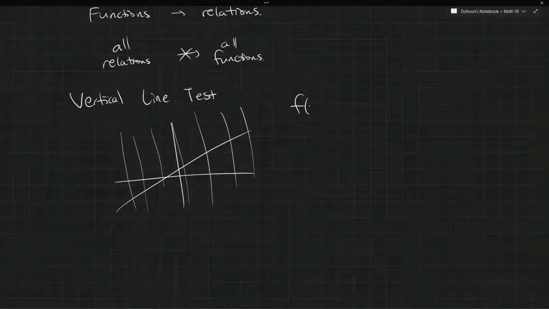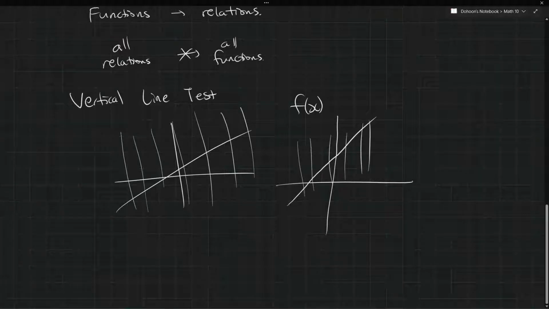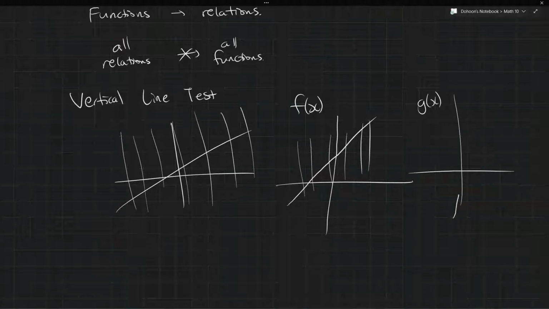Let's use an example, f of x. And f of x was x plus 2, so I think we can do something like that. Then we do the vertical line test, and yes, it is a function. A g of x would be something like that. And then again we do the vertical line test, and yes, it passes, so they're both functions.